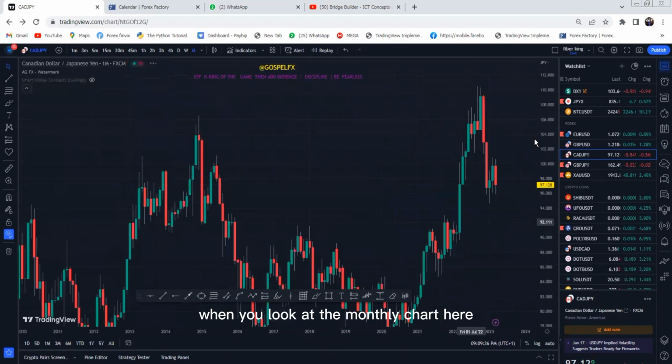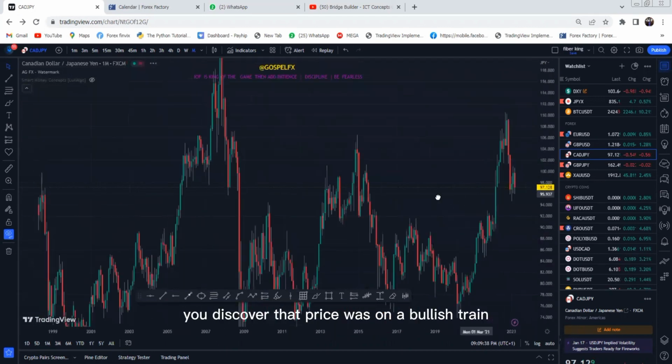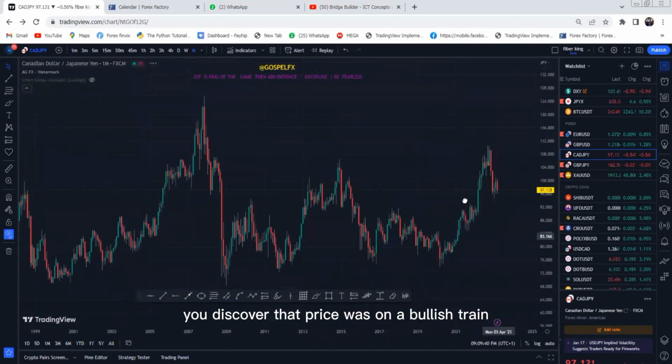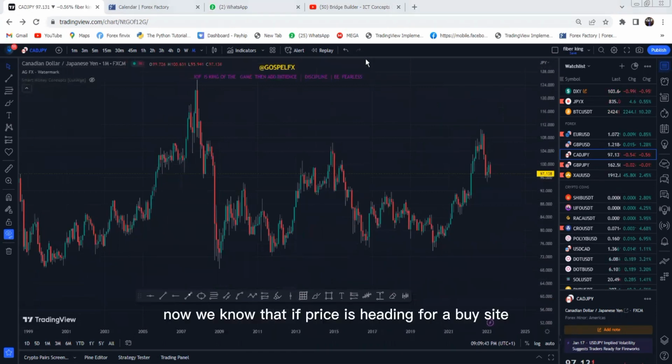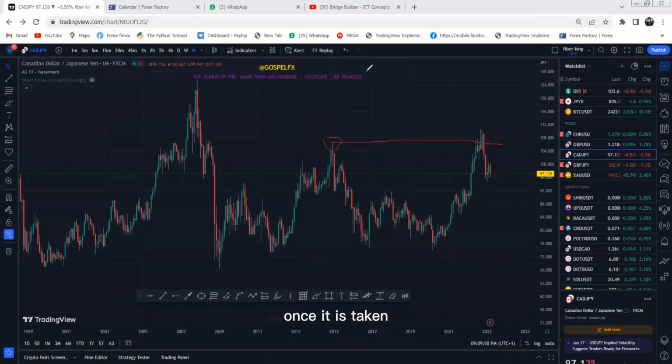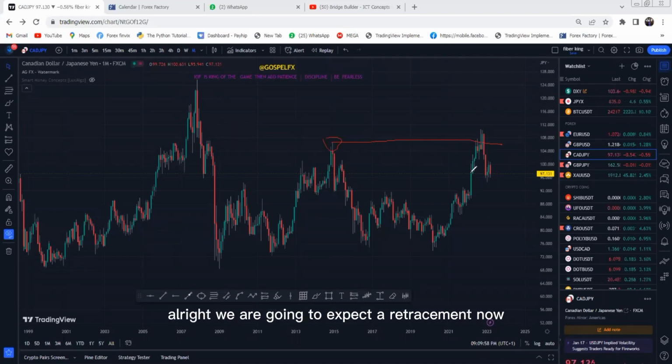When you look at the monthly chart here, you discover that price was on a bullish trend. Price was going up. Now we know that if price is heading for a buy side liquidity, which was this area here, once this liquidity is taken, we are going to expect a retracement.